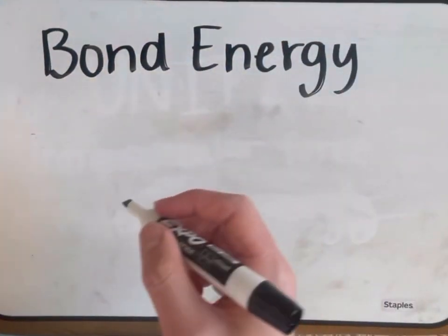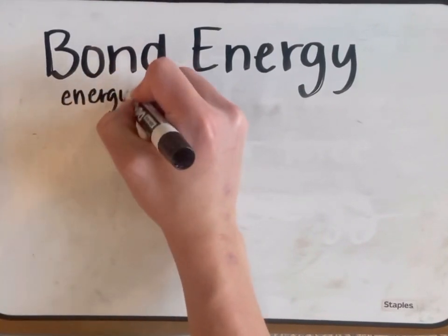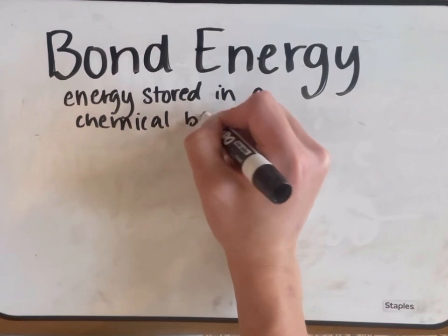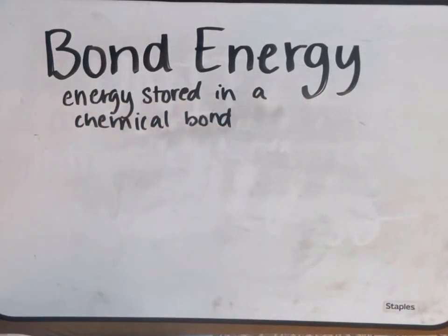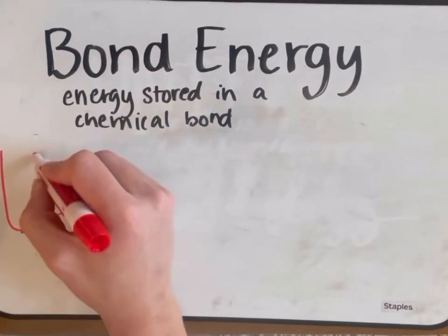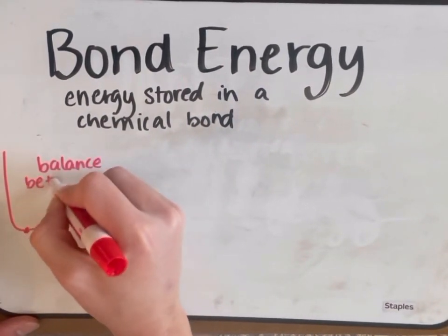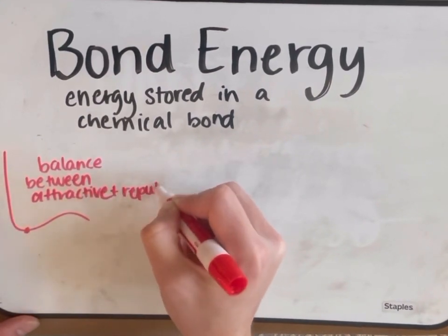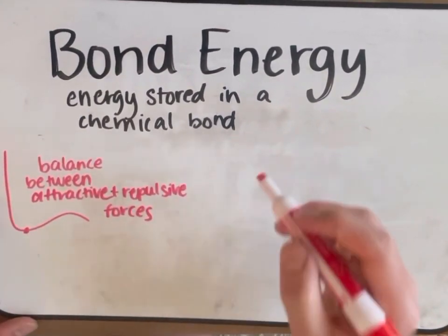So we're going to first talk about bond energy. What is bond energy? Bond energy is energy stored in a chemical bond. Simple enough. Anyways, here's a little graph to help explain bond energy. So this red line simply symbolizes the balance between the attractive and repulsive forces.